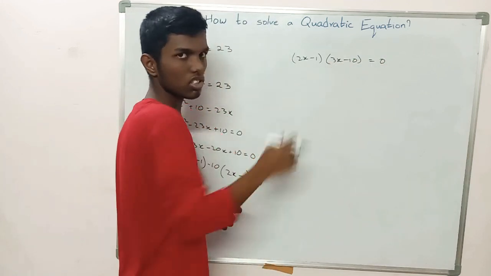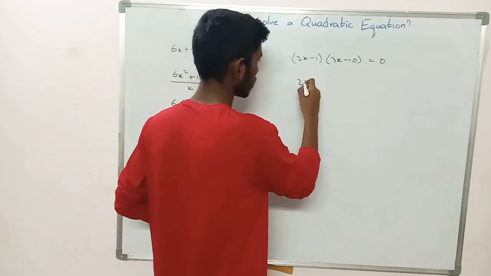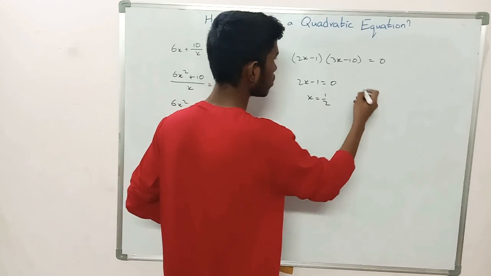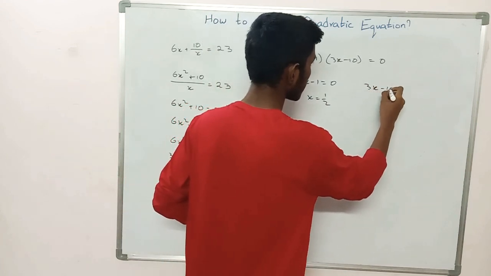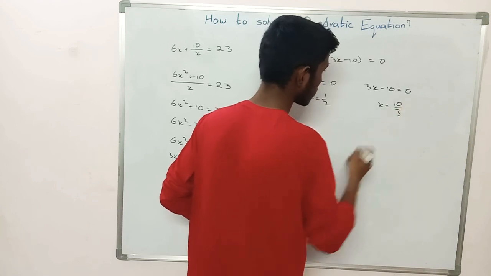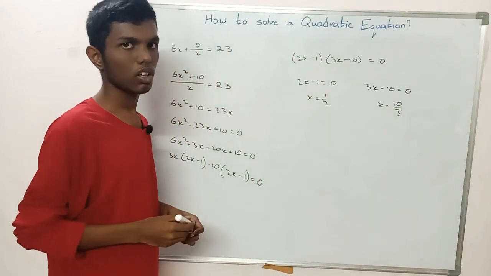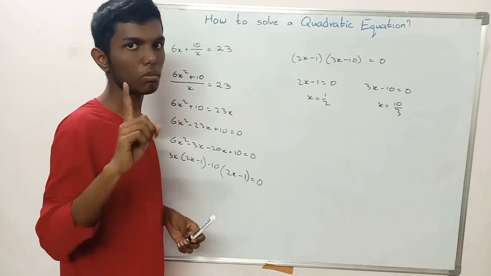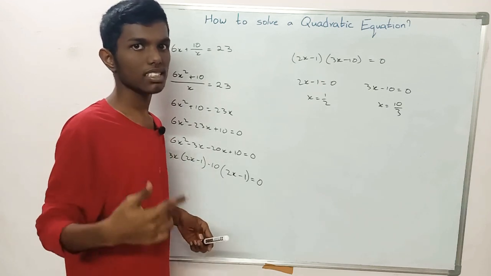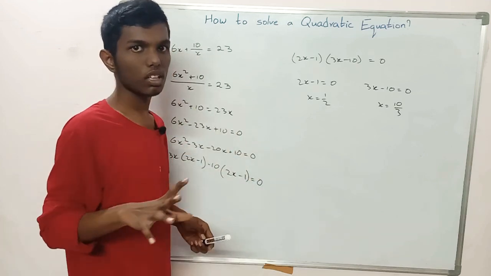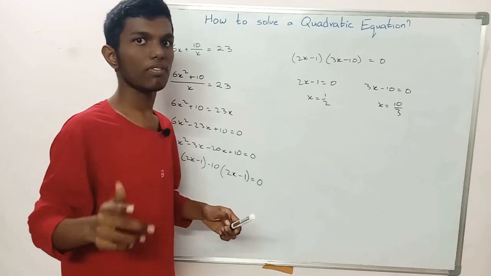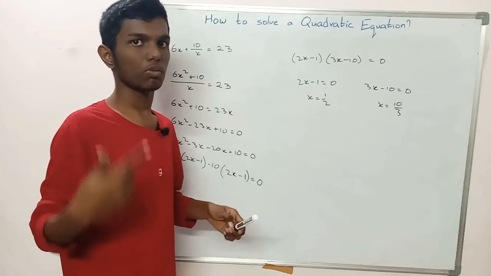Equating each term to 0. 2x minus 1 is equal to 0, x is equal to 1 by 2, 3x minus 10 is equal to 0, x equal to 10 by 3. Problem is solved. And there is one more type which is important, because in most cases you don't get a factorized one or an identity. You get an equation which cannot be factorized. In such cases, what should we do?